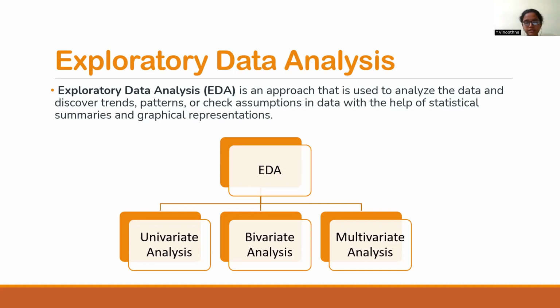Univariate analysis means if the number of features of the response variables is only 1, or if we analyze only 1 variable, it is called univariate analysis. Bivariate analysis means if we analyze 2 variables or 2 features, it is called bivariate analysis. And multivariate analysis in the sense, if we are doing analysis on multiple variables, it is called multivariate analysis.